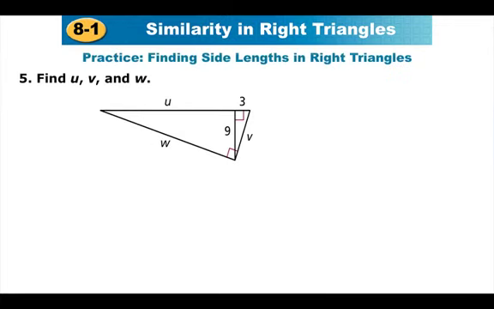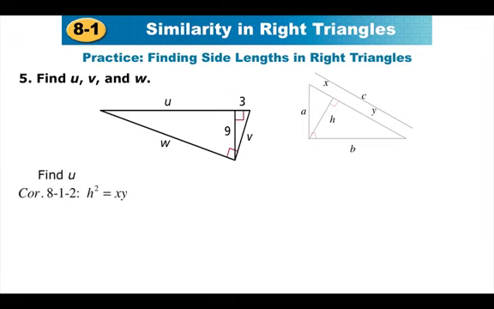Follow along. It says find u, v, and w. So let's bring the picture from the previous slide. So first we're going to find u. To find u, we're going to use corollary 8.12. And from the previous slide, this is what it said: h squared is equal to x times y. So this is your h in the formula, in the problem. And then the formula says x times y.